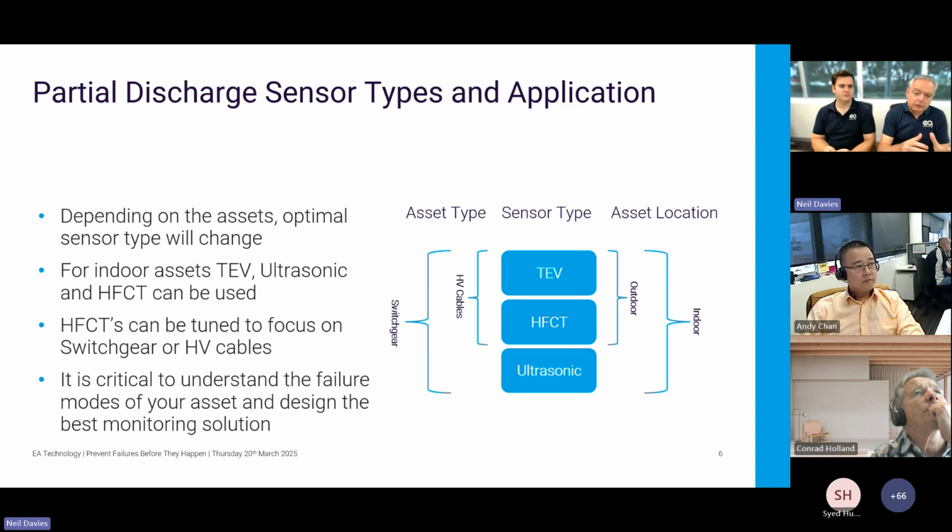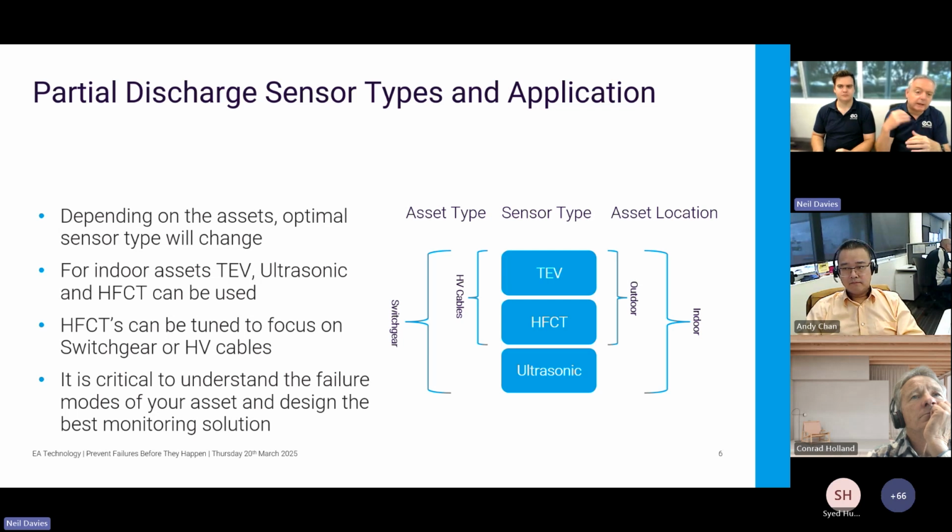When we go indoors, then for indoor air-insulated switchgear, ultrasonic becomes a really significant sensor that you need to use, because you're looking at surface tracking on air-insulated components. You can see in the diagram on the slide that we have the HFCT and the TEV looking at discharge in the cables, and the HFCT, TEV and ultrasonic looking in the switchgear. This is effectively assuming that the termination is part of the switchgear. So if we're looking at terminations, then TEV and ultrasonic are 2 of the primary techniques.